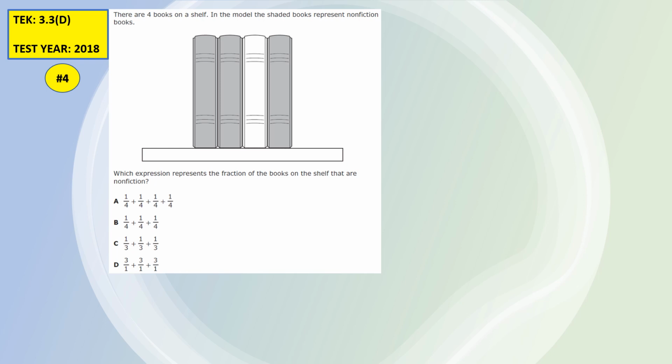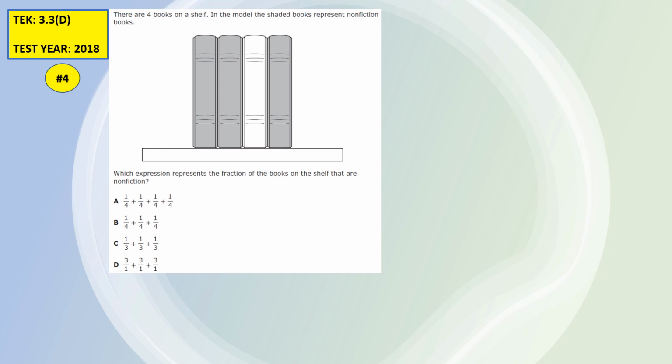Okay, question 4 says there are 4 books on a shelf. In the model, the shaded books represent non-fiction books. So that means that those gray books that you see are non-fiction, just the shaded ones. The question asks, which expression represents the fraction of the books on the shelf that are non-fiction. Remember, only the shaded ones are non-fiction.